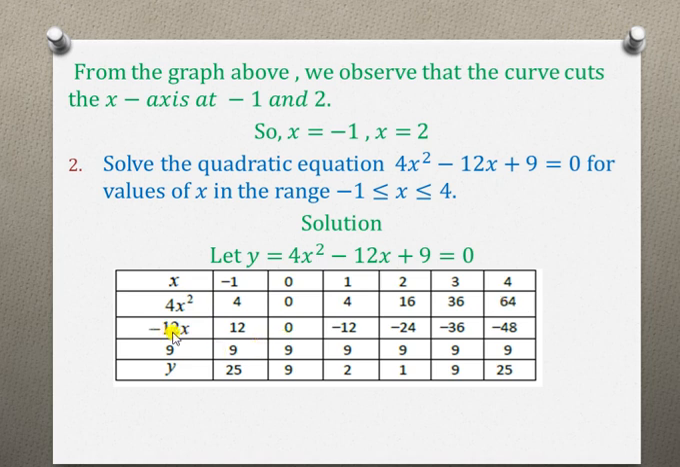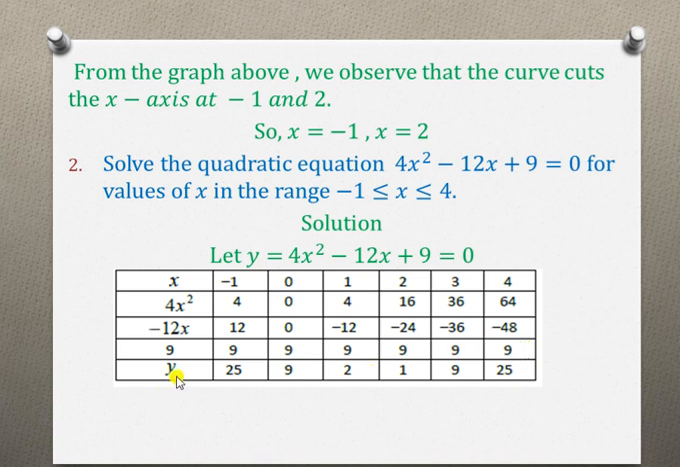Then in this case, we have -12x. How have we got it? It is simply here. We have considered a negative because it is the sign we have here. So it means you're going to get each value of x multiplied by -12. So -12 times, for example, -1, you get +12. -12 times 0, you get 0. So you can continue with the rest and complete the table. Then for the constant term, which is 9, we simply maintain it all through the row. And that is why we have 9, 9, 9 all through.